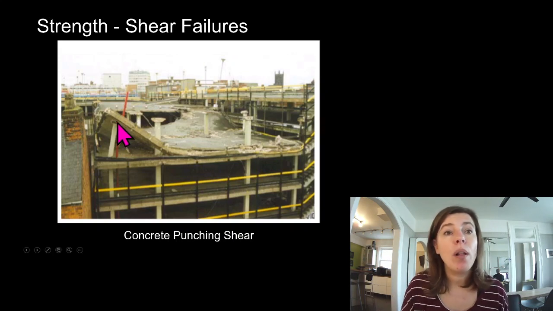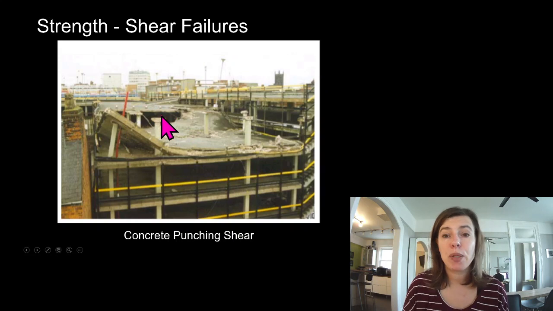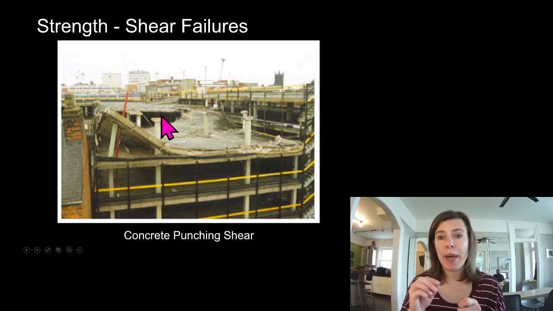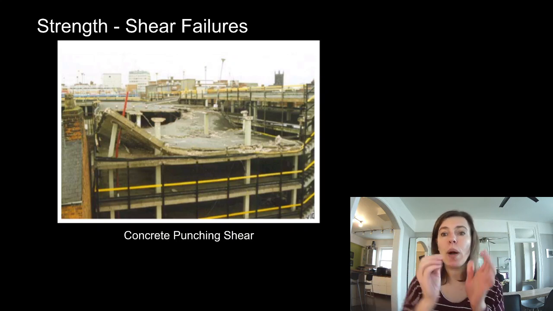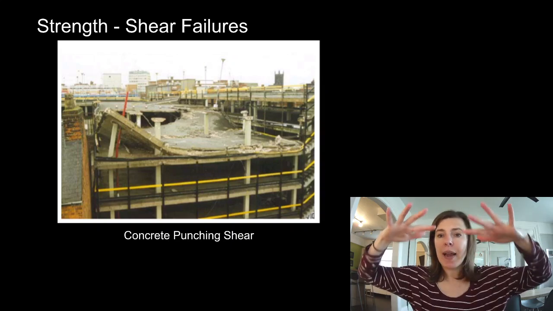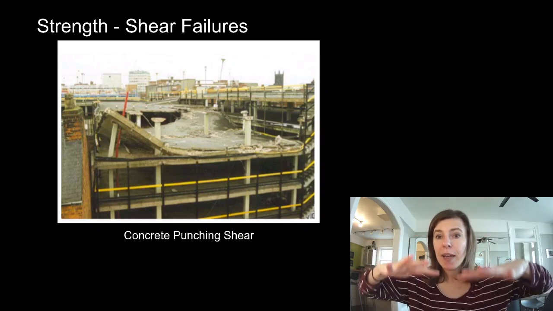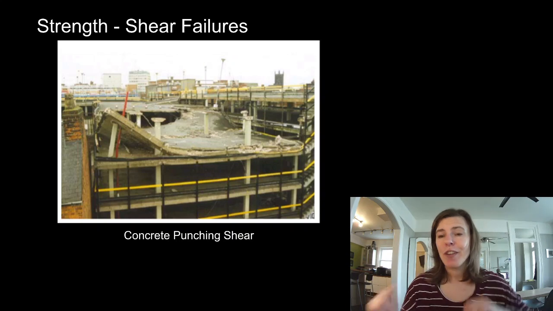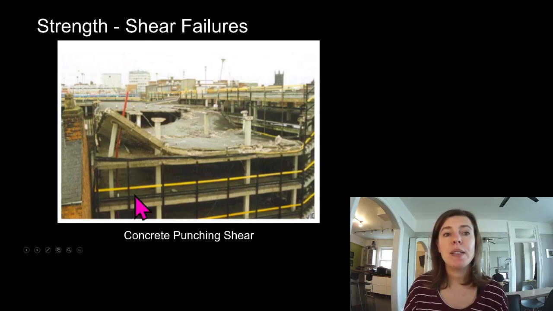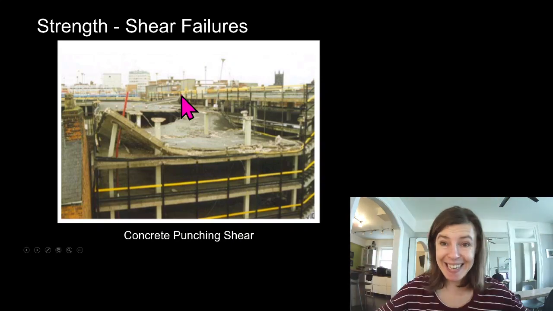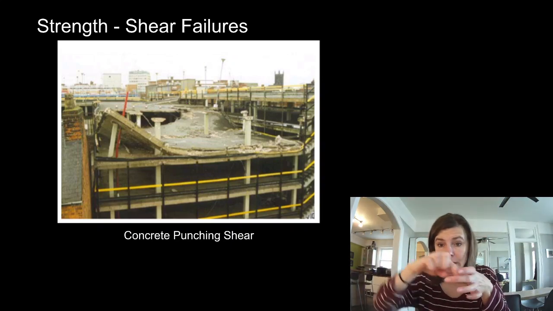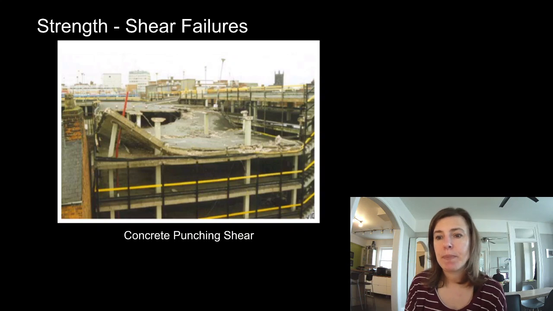The idea of columns and capitals, which are these bits right here, is to take that toothpick and glue a little flat panel on it and now put your styrofoam on top of it. It's not going to punch through the styrofoam. So this is a concrete punching shear where the slab actually slid down in a plane around our columns.